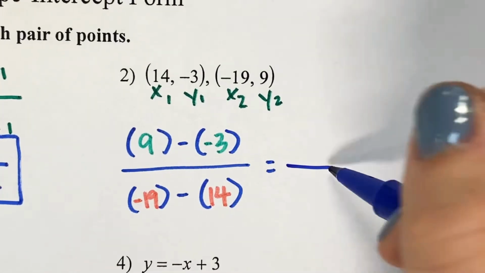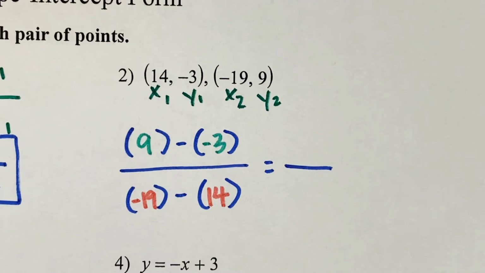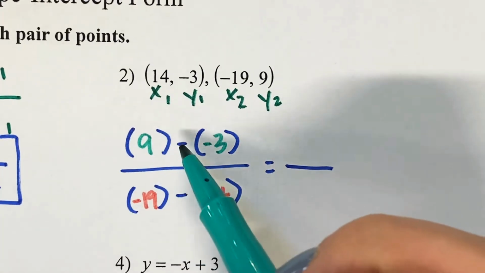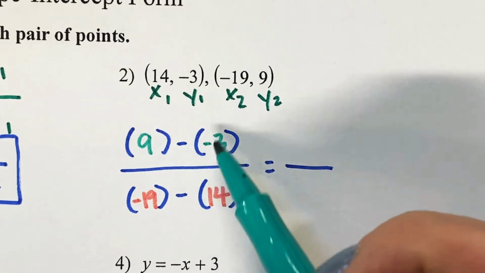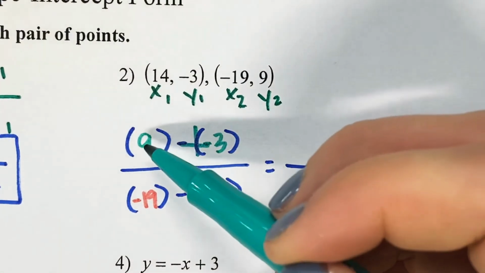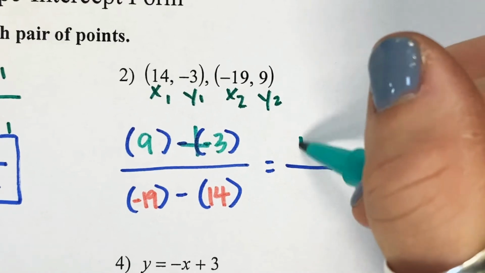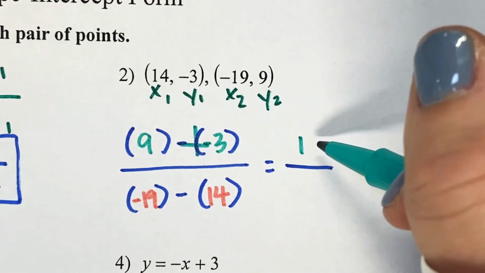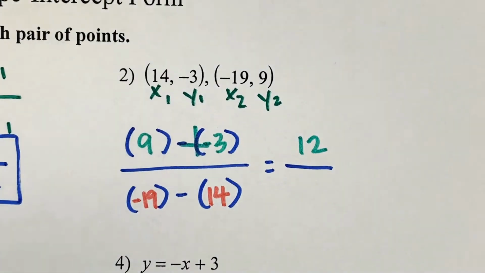Let's solve. Solve for the top one first. We have 9 minus -3. What happens with this double negative? It turns into a positive, so we have 9 plus 3, which is going to give me 12. I had to think about that for a second. 12.